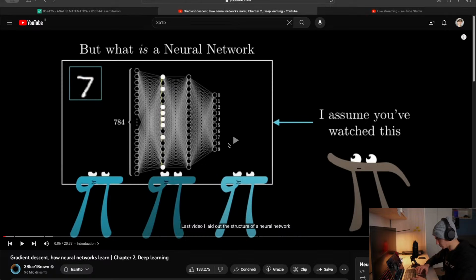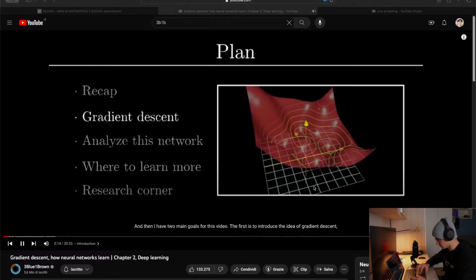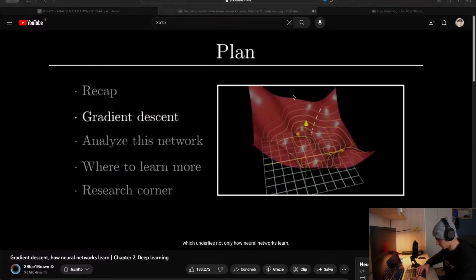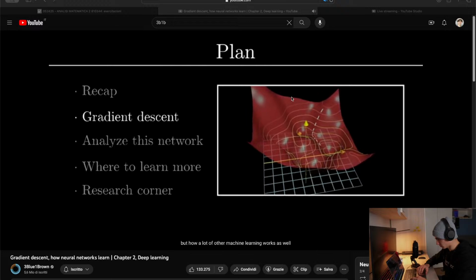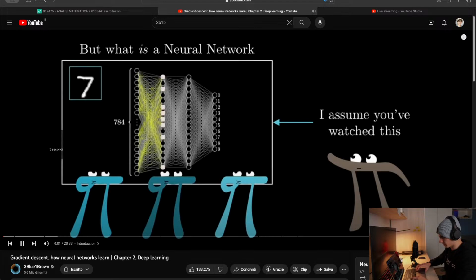Ora, forse. A neural network. I'll give a quick recap here, just so that it's fresh Forse lo sentite in doppio. our minds, and then I have two main goals for this video. The first is to introduce the idea of gradient descent, which underlies not only how neural networks learn, but how a lot of other machine learning works Ok, no, dovreste sentire bene. Forse abbasso un po' il volume e ci siamo. as well. And I structure.